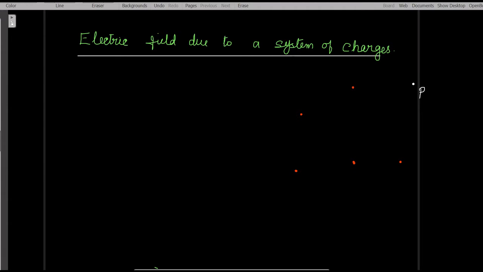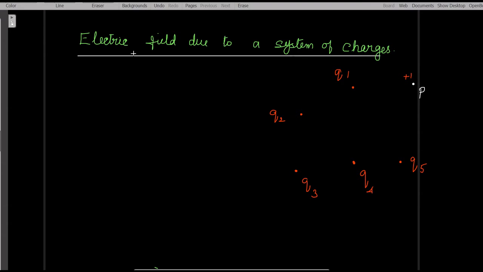These charges are Q1, Q2, Q3, Q4, Q5, etc. Wherever we calculate the electric field, here we calculate the electric field at P. Imagine a unit positive charge is placed.